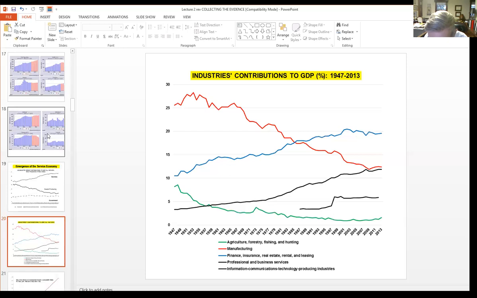But I neglected the second rising line. It's the black line right above the little short one. And those are the professional and business services, lawyers, doctors, and so forth. And so if we were to look at the blue line that's rising and the black line that's rising, those are both services, aren't they? And so, yes, indeed, we're in a service economy. However, that digital economy is where the next spurt of growth surely is coming from.